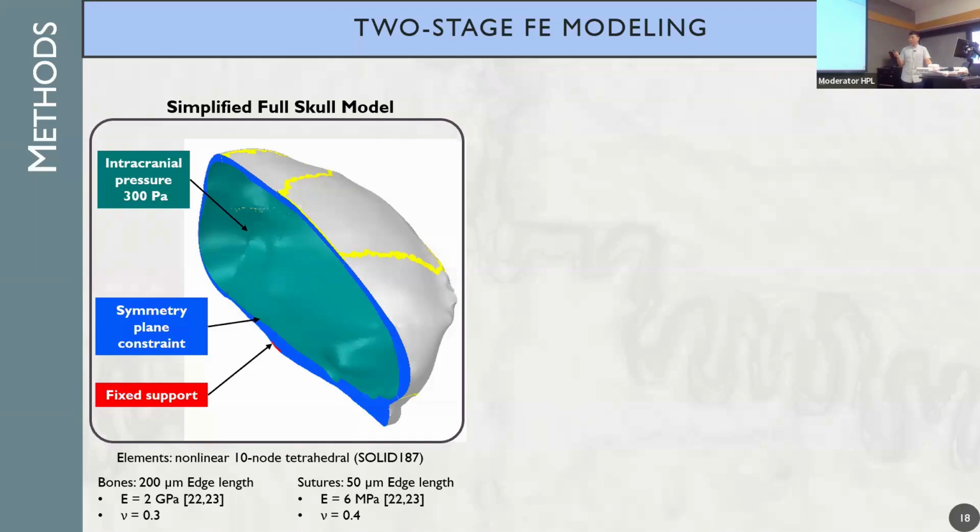So I simplified the model with half of the cranial vault and all the suture network. But this time, I didn't really segment the sutures. I just placed the suture at the outer surface of the skull and extruded it through the skull.